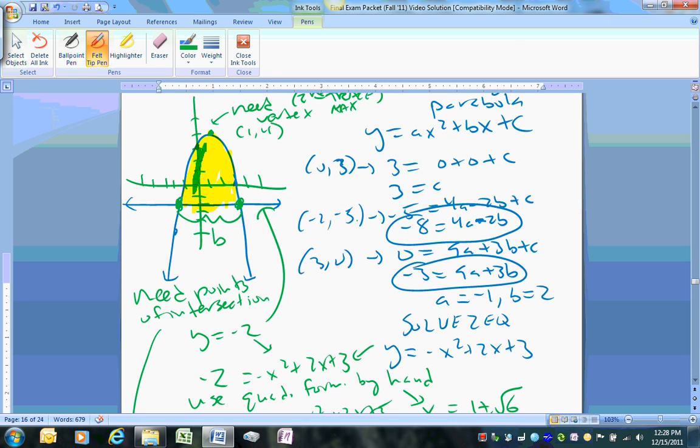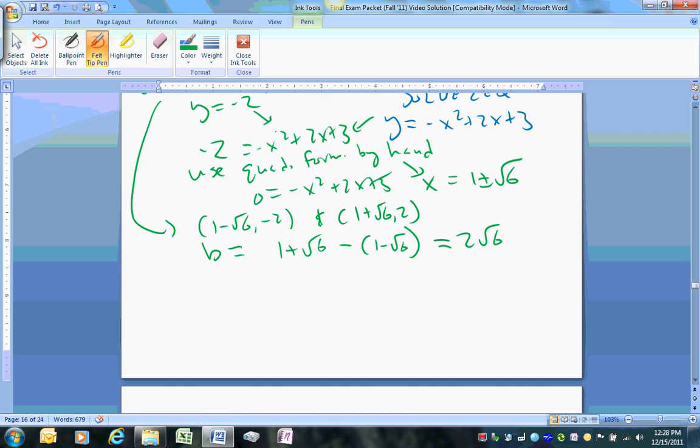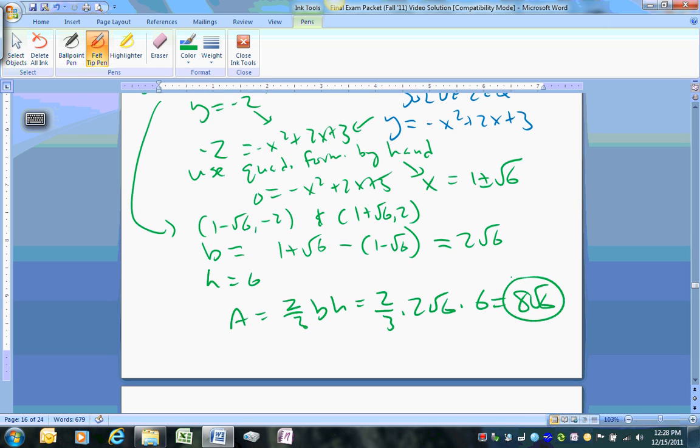So your height will be 6, because that's simply subtracting 4 with -2. So height is 6. So the area will be 2/3 BH, or 2/3 times 2√6 times 6, which will give us 8√6 for the area.